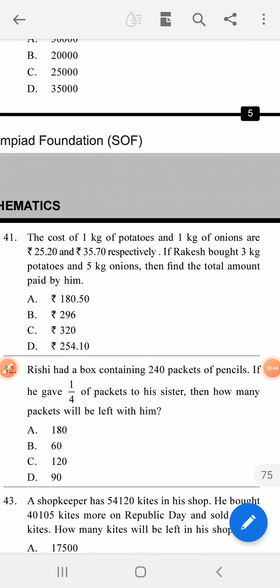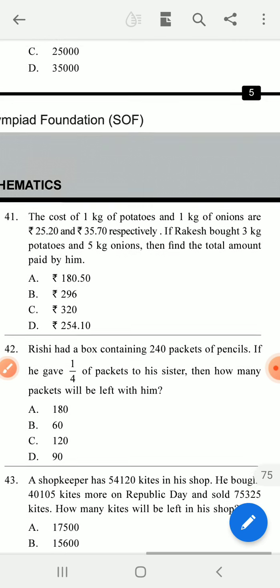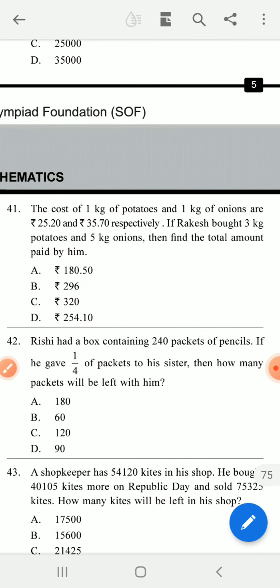The costs of 1 kg potato and 1 kg onion are 25.20 and 35.70. If Rakesh bought 3 kg potato and 5 kg onion, find the total. From 1 kg potato you find the value of 3 kg potato by multiplying by 3, and from 1 kg onion you find the value of 5 kg onion by multiplying by 5, and then add them. D is the answer.